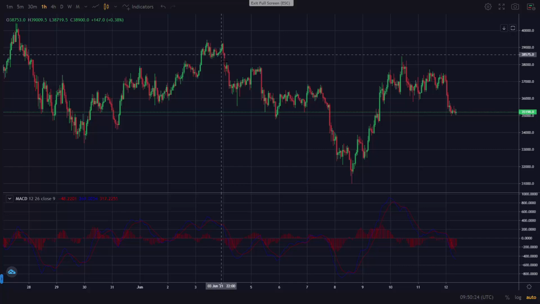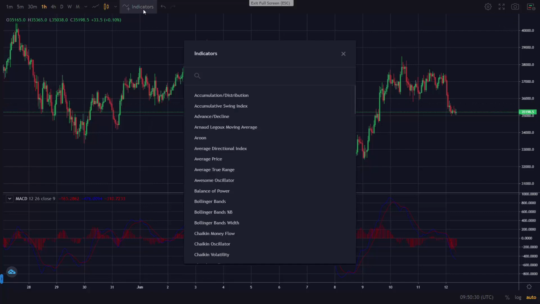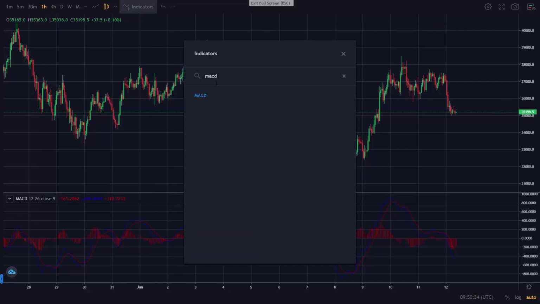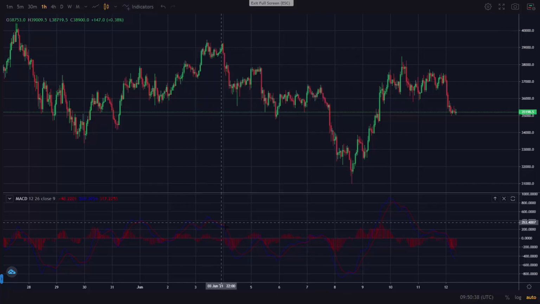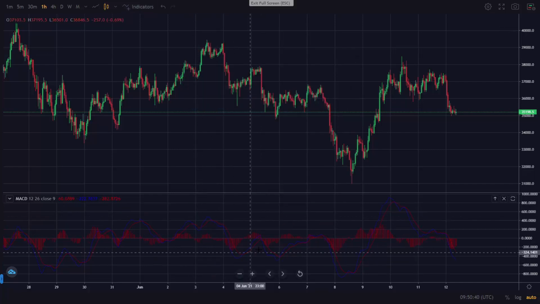So let's get started. As you can see, I have placed the MACD here below the chart. If you want to get it, all you have to do is go to indicators and just type in MACD, and you pick the first one that shows up, MACD. So this is the indicator down here.